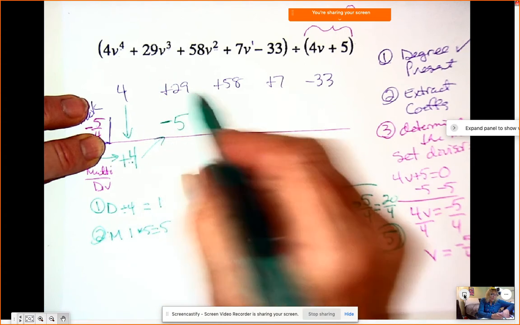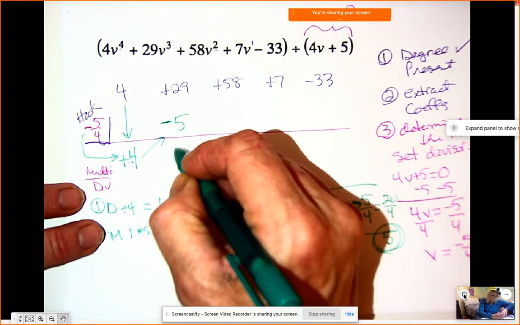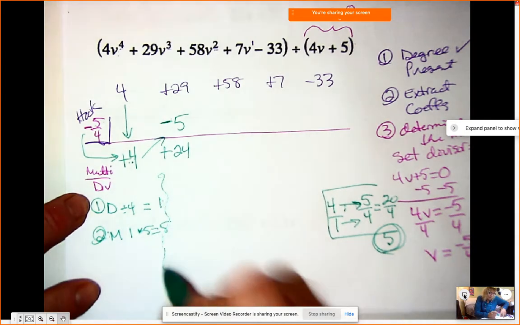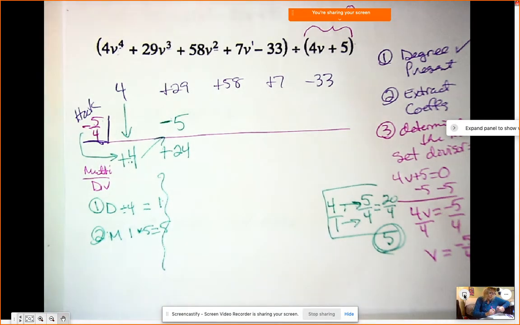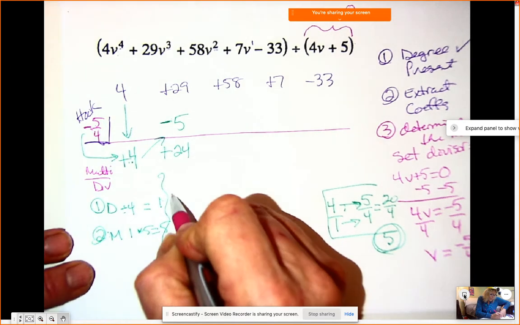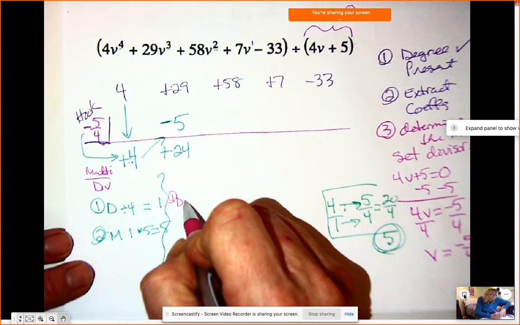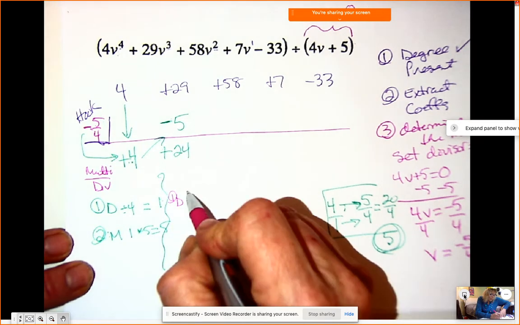Combine these the same way. 29 and negative 5 would be 24 positive. Now we're going to do it again. I'm going to do it down here just to show all the steps. Take the 24. Step 1 is to divide first. We're dividing by 4. What's 24 divided by 4?